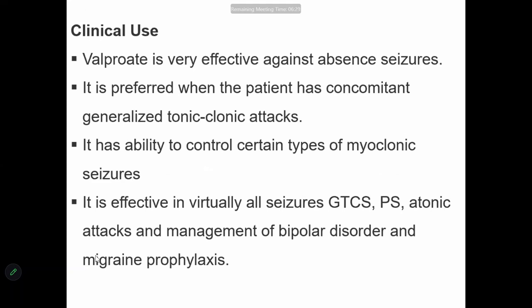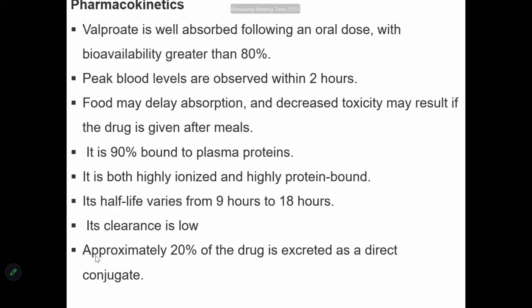Because of that, it is effective against all forms of seizures, including absences and myoclonics. It can also be used in patients who have primary or secondary generalized tonic-clonic attacks. This is a drug that virtually can be used for all types of seizures, and there's no contraindication. It has also found its place in the management of bipolar disorders and even prophylaxis against migraine. So today, valproic acid has replaced many of these anti-seizure drugs.